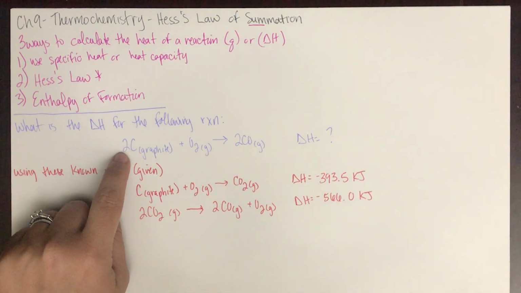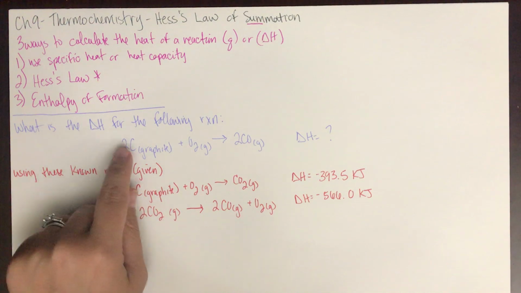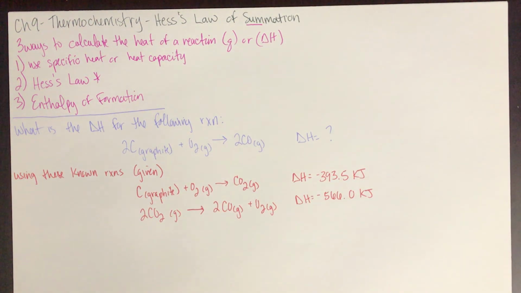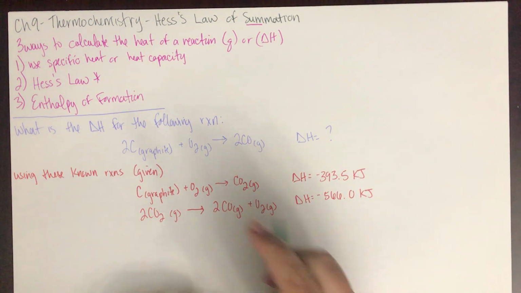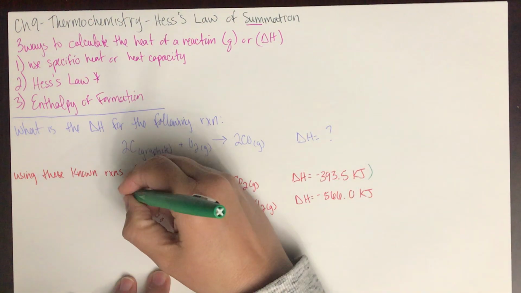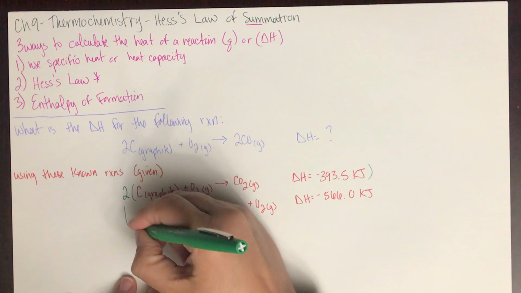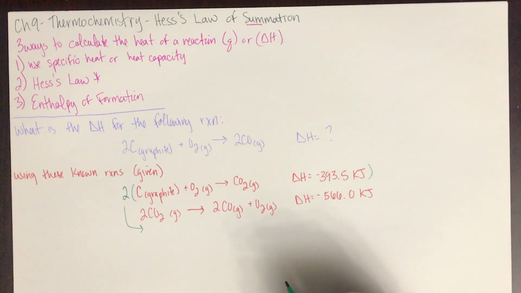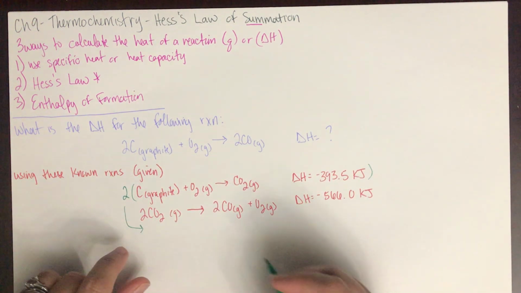Also notice I want 2 graphites. Here I just have 1. I'm going to multiply this whole reaction by 2. And when I do that, you also are going to multiply the enthalpy change by 2. So I'm just going to write this down here, and I'm going to write it in another color just so you can kind of track what I've done.